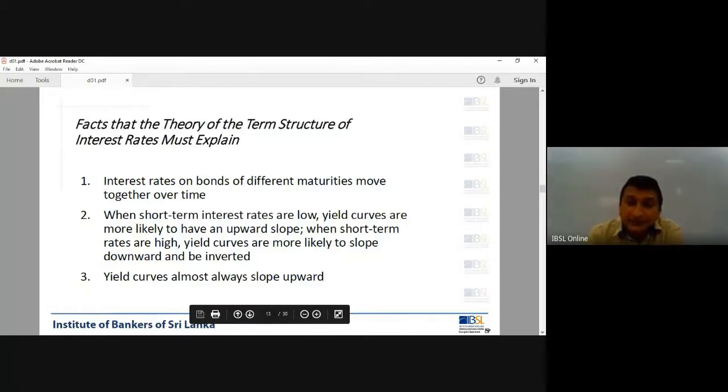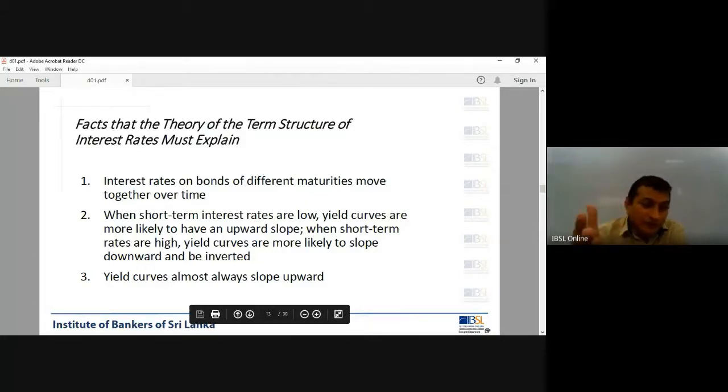First, the interest rates of different maturities move together over a period of time. Second, when the short-term interest rates are low, the yield curve is expected to be upward sloping. When short-term interest rates are high, the yield curve needs to be downward sloping. And third, the theory tries to explain that the yield curve almost always slopes upward.